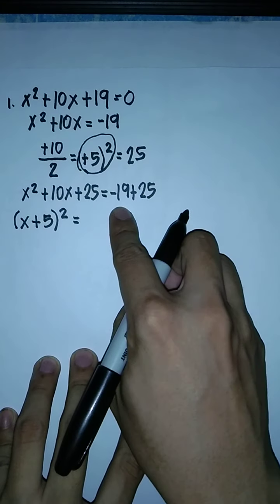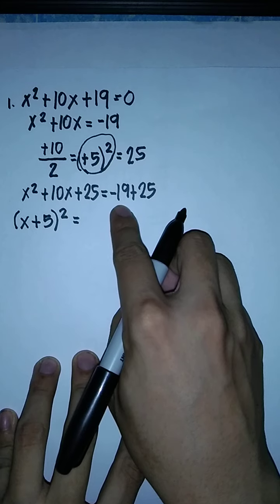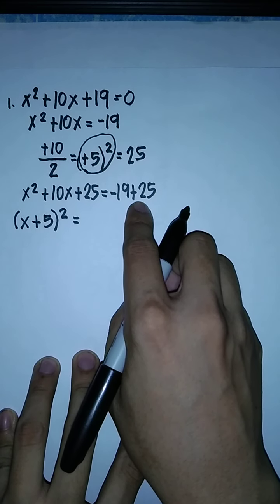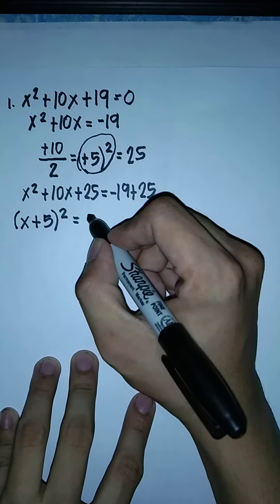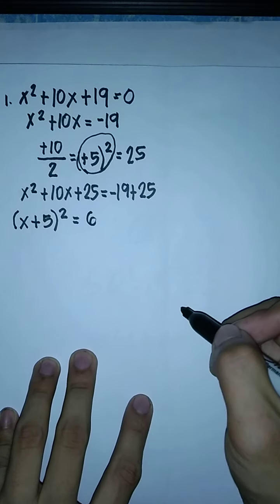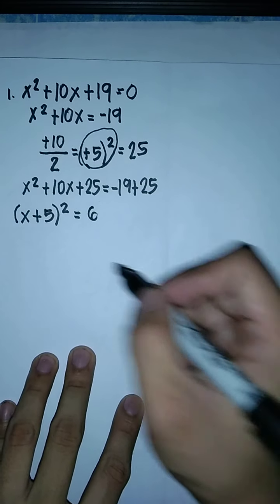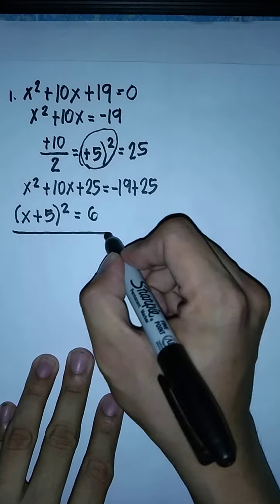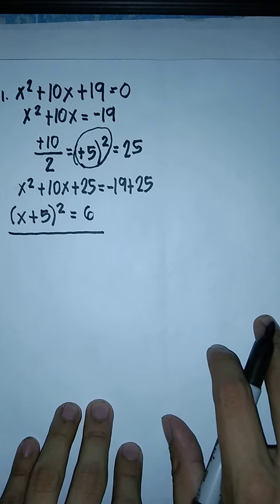And then, we have to simplify. We have negative 19 plus 25. And that is equal to 6. And that is how you solve na ating completing of squares.